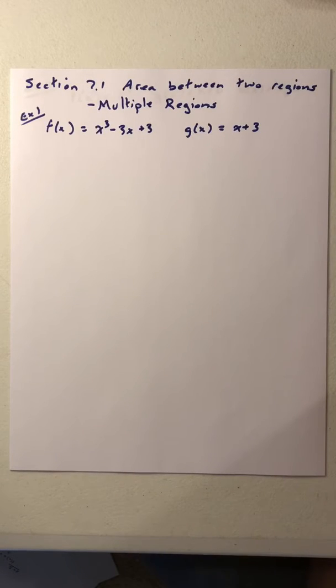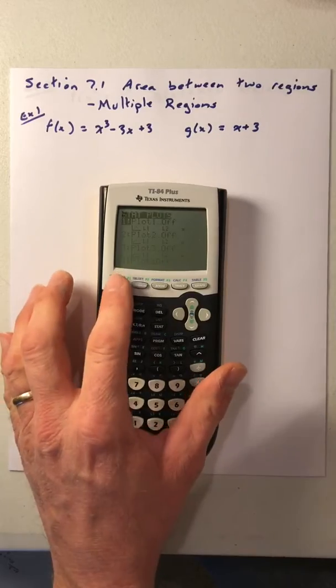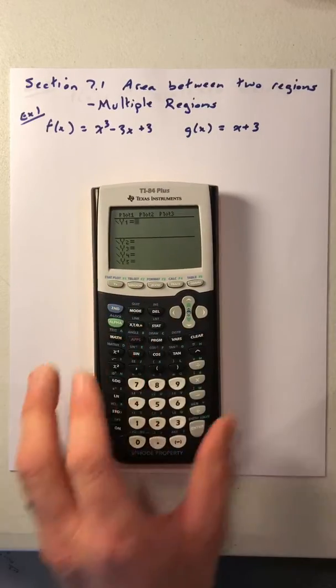In this video, I want to discuss what happens when we find the area between two regions, but we have multiple regions that are created. So in example 1, we have f of x equals x to the third minus 3x plus 3, and g of x equals x plus 3. Well, if I look at the graph of this, again, we can go ahead and put this into our y equals, and look at these two equations.